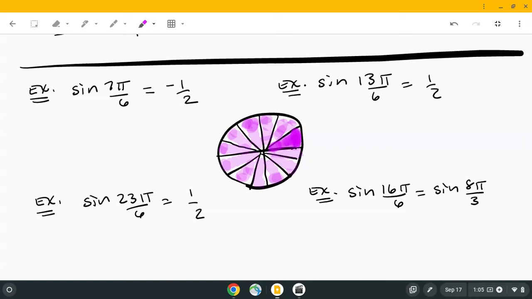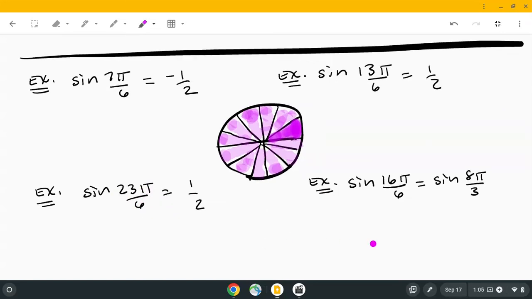Okay, so that's where 13 lands. 13 is in quadrant 1, so the sign is positive, so we'll leave that as positive 1/2. All right, let's go to 23. Ooh, 23. Okay, so that's 13.